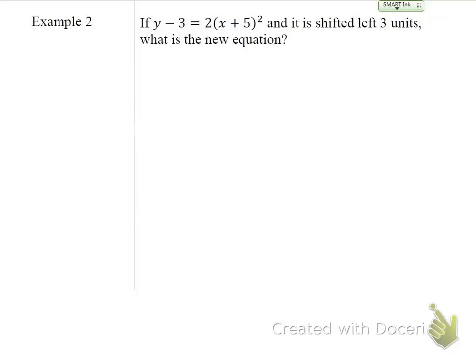So example 2, we have if y minus 3 equals 2 times (x plus 5) squared, and it is shifted 3 units to the left, what is the new equation? This one also doesn't look like the way we're used to. What can we do to get it to look like what we're used to seeing? Yeah, you can just add 3 to both sides.